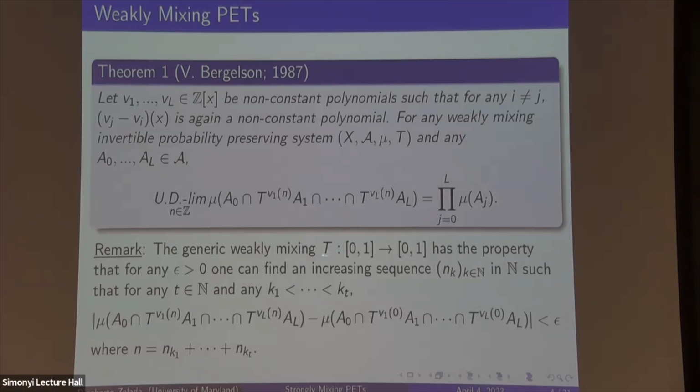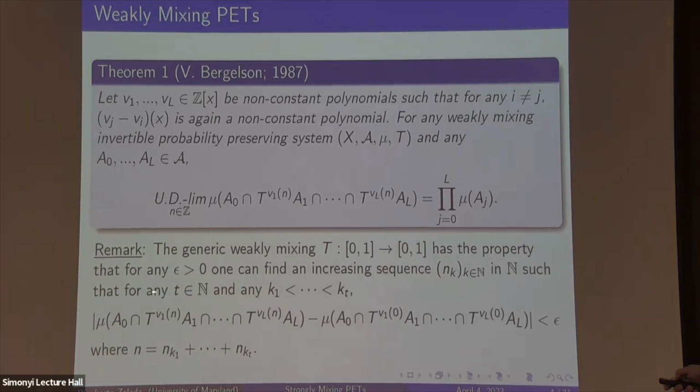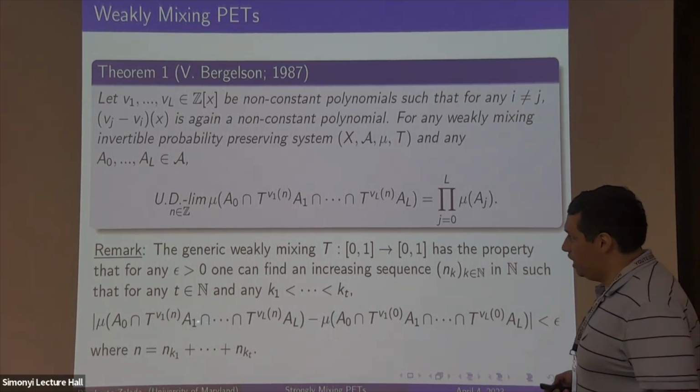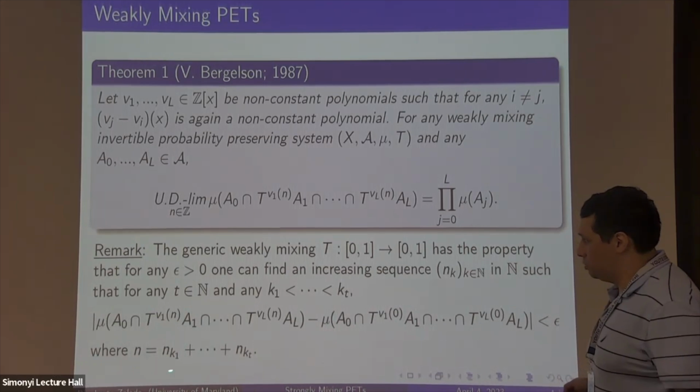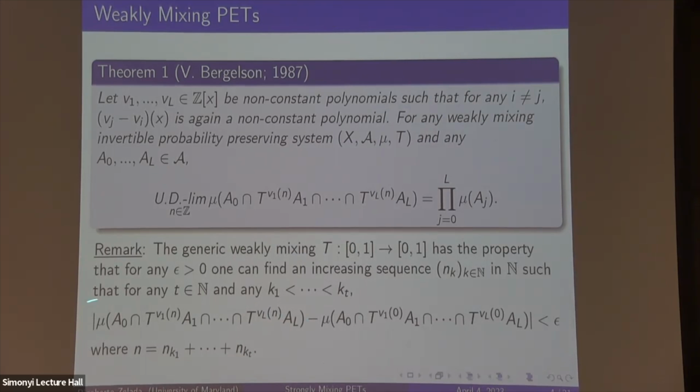So the generic weakly mixing T from [0,1] to [0,1] has the property that for any epsilon larger than 0, one can find an increasing sequence n_k in N, such that for any t in N and any k_1 through k_t, this multi-correlation expression here will be close to this expression here, and that is for any sums of this form. So first things first, the numerical structure that we have here is a set of finite sums, right? It is the set of finite sums of n_k. Second, what is this thing close to? It is close to total dependence, right?